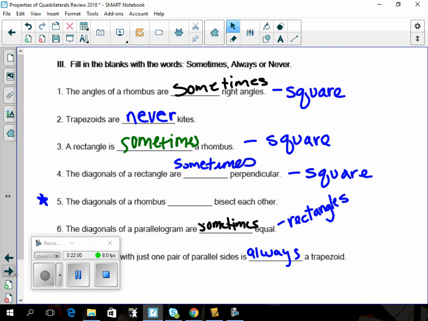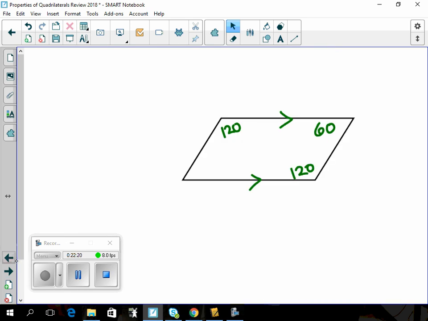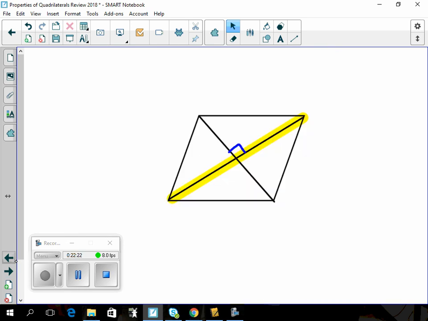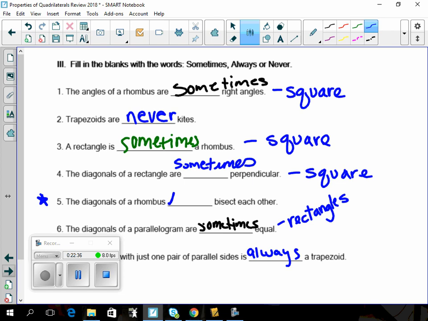Now we know something about what bisect each other means. In a rhombus, do the diagonals bisect each other? Sometimes, always, or never? Always, because it's always a parallelogram, isn't it? As a matter of fact, if I look at my rhombus, here's something interesting. Well, this is true. The diagonals do bisect each other because it's a parallelogram. Always. Good.